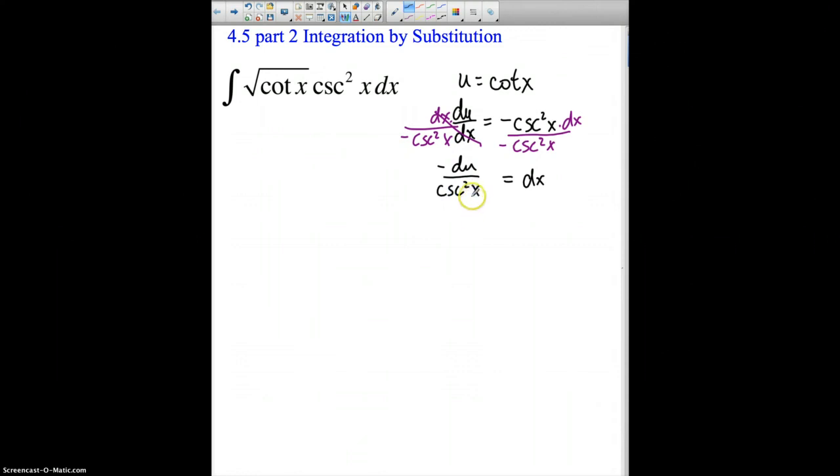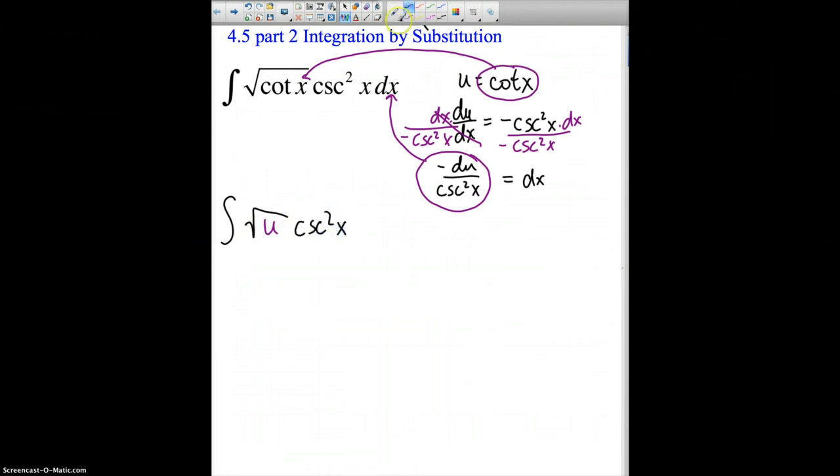Now the next step is to substitute. We're going to replace cotangent of x with u, pardon me, and dx is going to be replaced with negative du over cosecant squared x. And we'll see what happens to the rest. So we've got the square root of the substitution u. We still have our cosecant squared x. And then dx gets replaced with negative du over cosecant squared x.